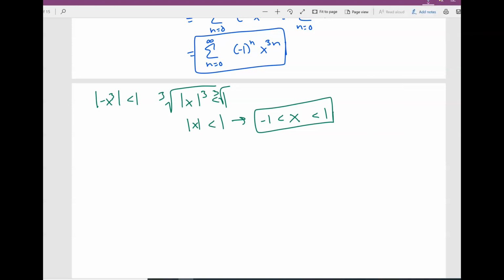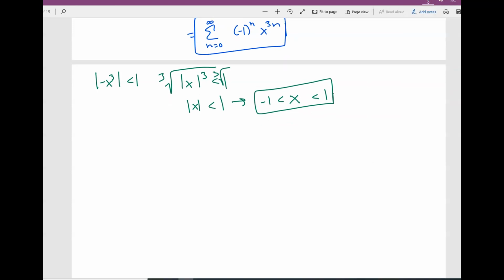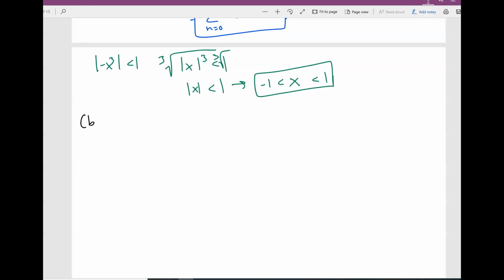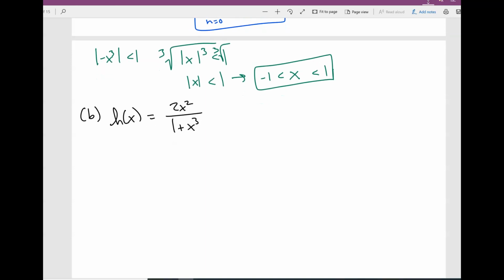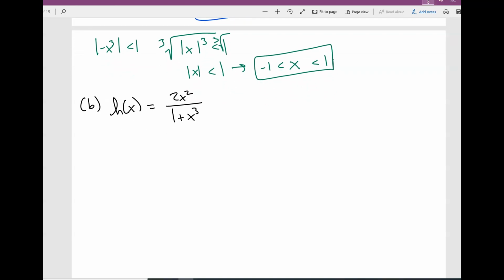Okay. So now, let's do another problem, now that we kind of got the gist of it. So let's say we have another function, h of x, and we have 2x squared over 1 plus x cubed. Okay, so now what we want to do is find the power series representation.